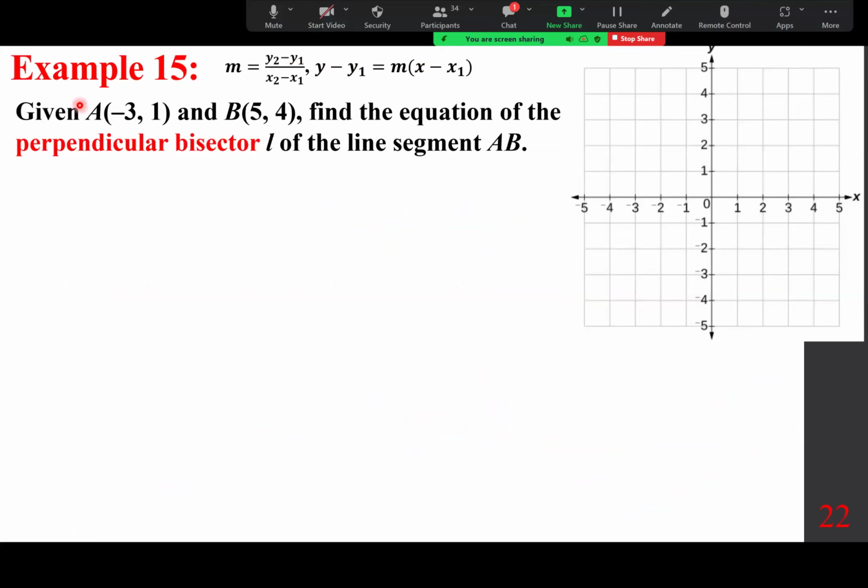All right, in this example, example 15, given A with coordinates -3, 1, and B with coordinates 5, 4. Find the equation of the perpendicular bisector L of the line segment AB. So you plot A and B, and the bisector is a perpendicular line that cuts it in half, in short.